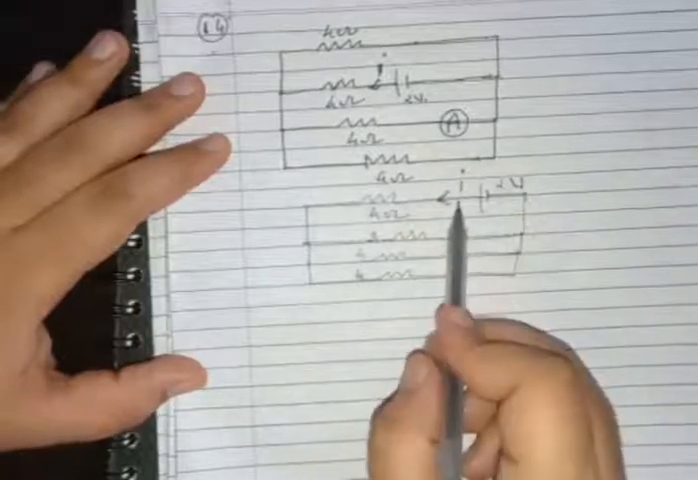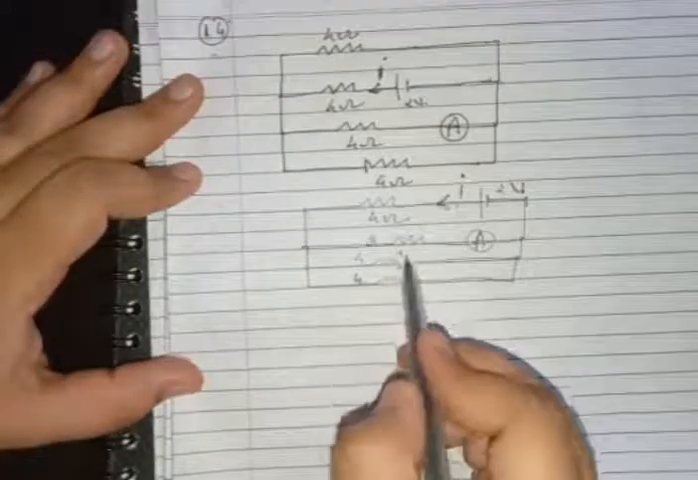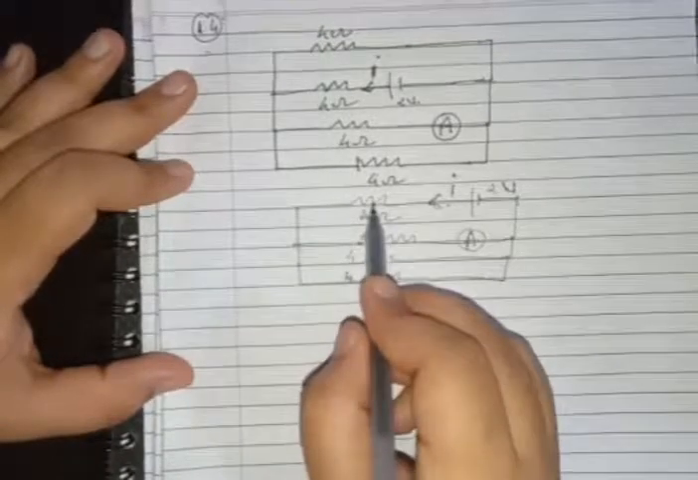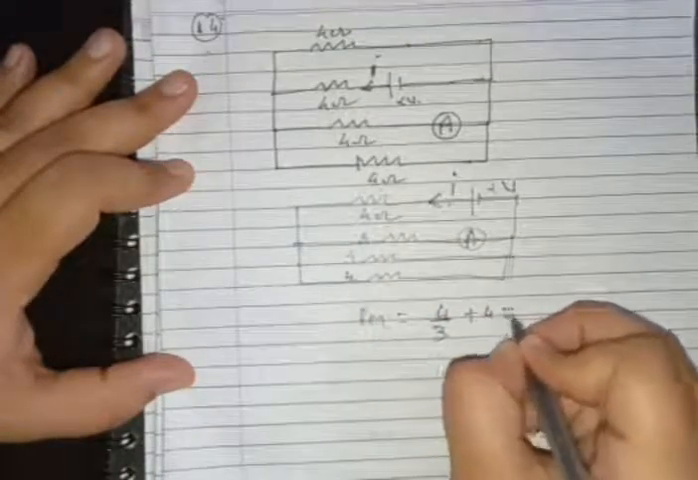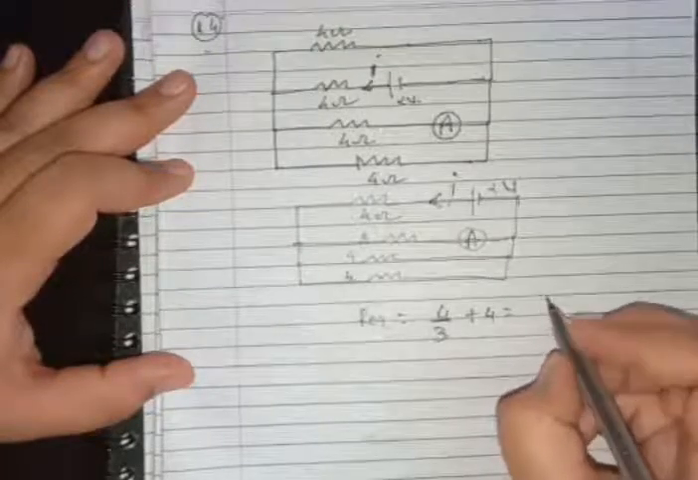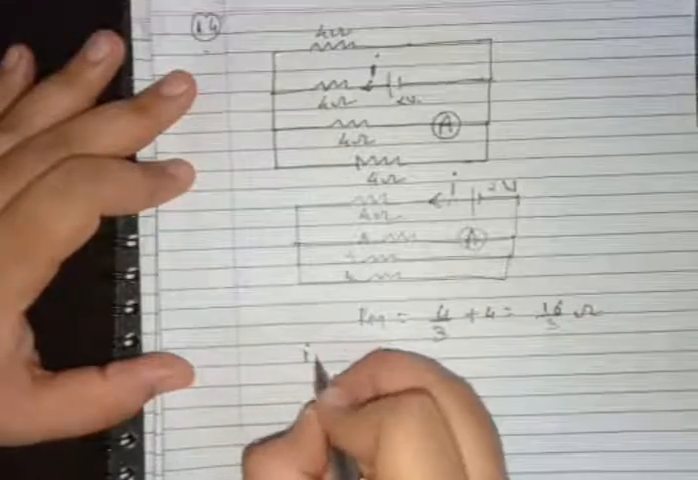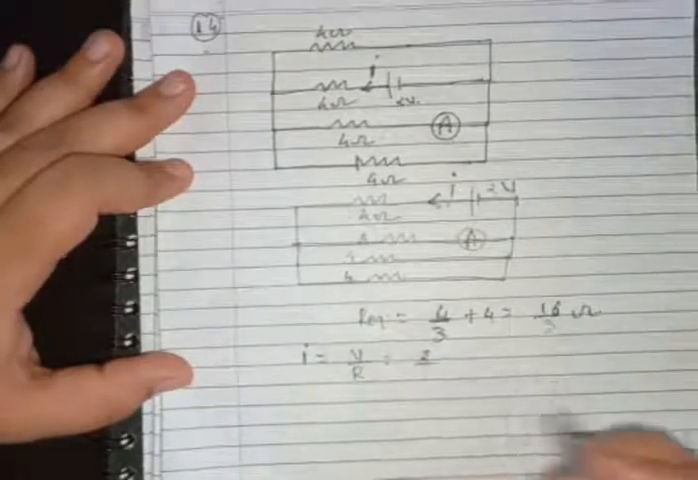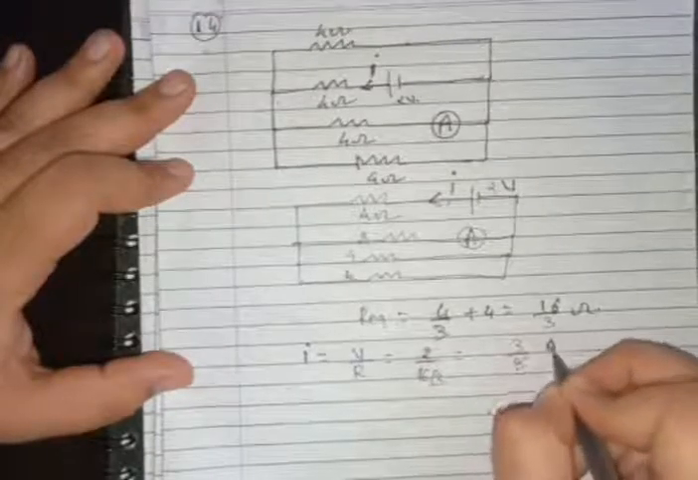To find the current I, first we have to find the R equivalent. As these three are in parallel, their equivalent will be 4 by 3. And it is in series with this 4 ohm. So R equivalent will be 4 by 3 plus 4. This will give us the answer 16 by 3 ohm. So the total current flowing in the circuit, I, is equal to V by R, that is 2 by R equivalent, that is 2 by 16 by 3. This will give us the answer 3 by 8 ampere.